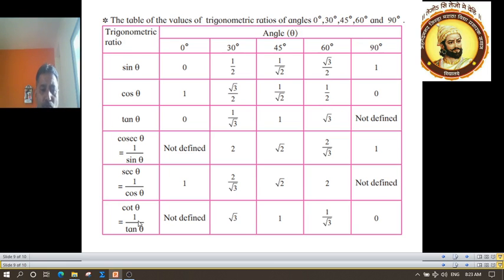Similarly, the cot ratio. You know that cotangent is the reciprocal of tan. So if we take the reciprocal of the tan values, we get cot. The reciprocal of 0 is not defined. The reciprocal of 1/√3 is √3. The reciprocal of 1 is 1, the reciprocal of √3 is 1/√3, and the reciprocal of not defined is 0. In this way we can find all the values of this table if we remember the first line of sine. So we can prepare this table ourselves.